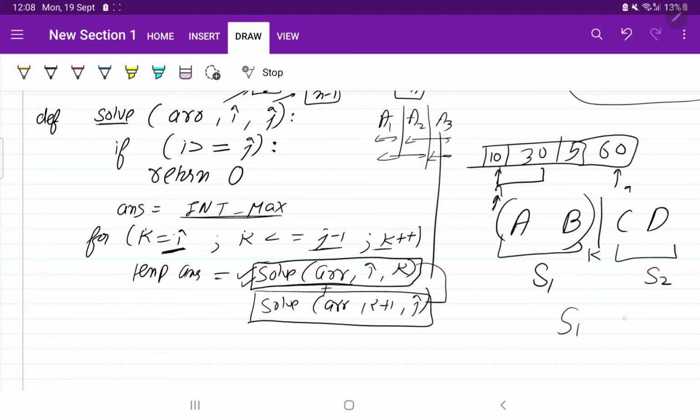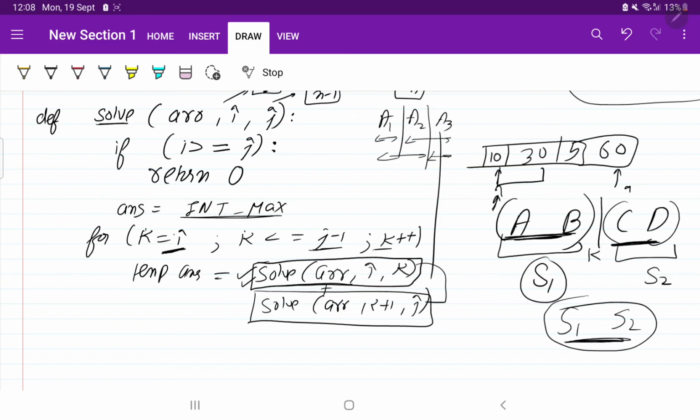Now tell me, is the question completed? No. You should also solve these two parts, because S1 is doing the calculation for this part and S2 for that part, but the calculation for combining S1 and S2 is still pending. Are you getting my point? It means we have to do some calculation for S1 and S2 also. Again, let us see how we are going to do that.